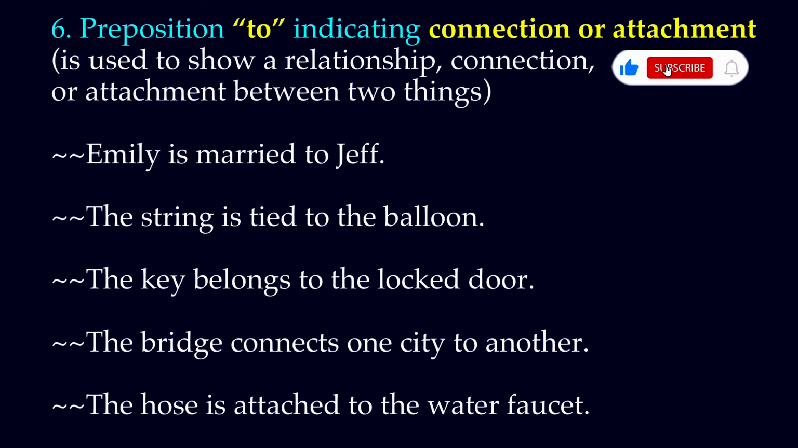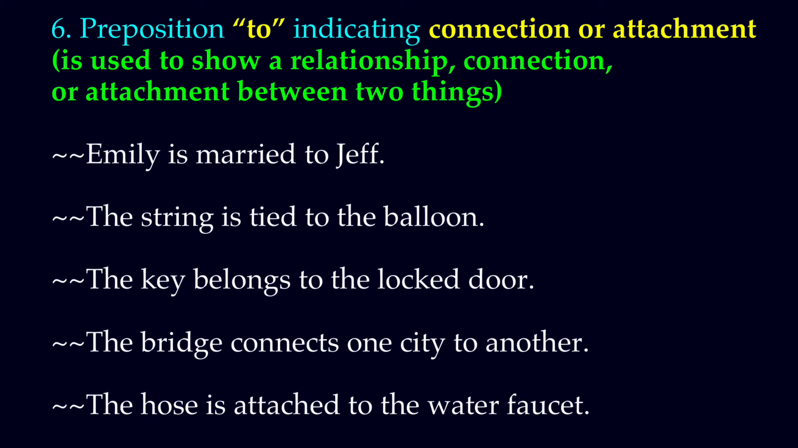6. Preposition to indicating connection or attachment is used to show a relationship, connection, or attachment between two things. Emily is married to Jeff.